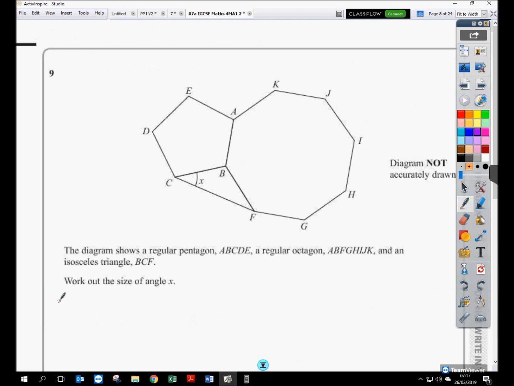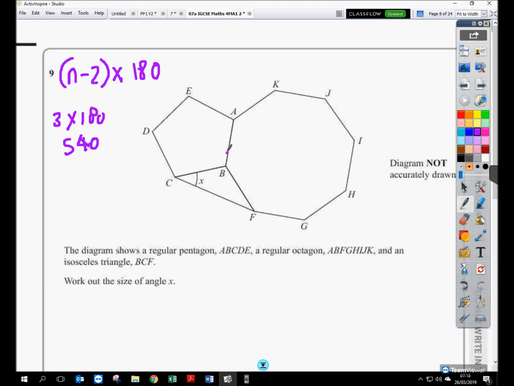Next question. Work out the size of angle x. Right. Both of these shapes are regular: regular pentagon, regular octagon. The sum of the interior angles is found by using this formula: n minus 2 times 180. N is the number of sides. So this shape has 5 sides. So 5 minus 2 is 3. 3 times 180 is 540. So all the angles in the pentagon add up to make 540 degrees.